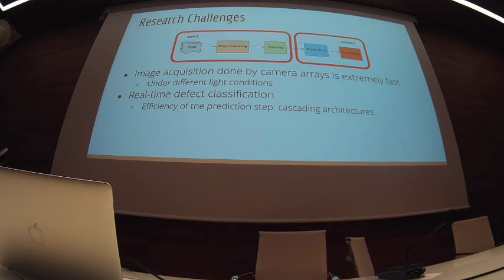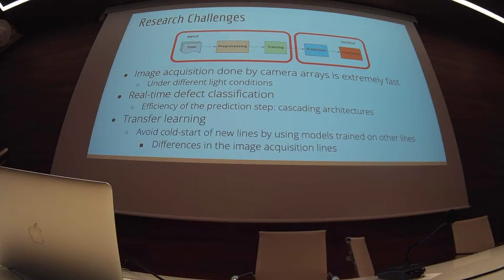Again, there is a problem of efficiency. We envision the possibility of deploying a cascading architecture, like, for example, what we did in information retrieval search engine technologies, but this is still an open question we need to investigate from a research point of view. And again, transfer learning here, because as for the automotive context, there is a cold start problem. New lines with possibly different hardware can be developed, so we need to find a way to reuse models that are trained on different lines. And that's it.